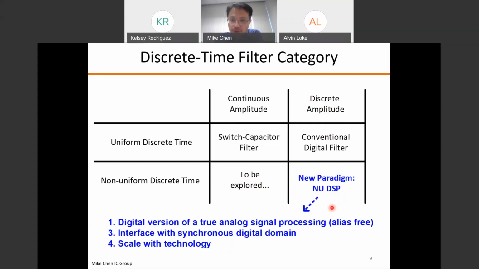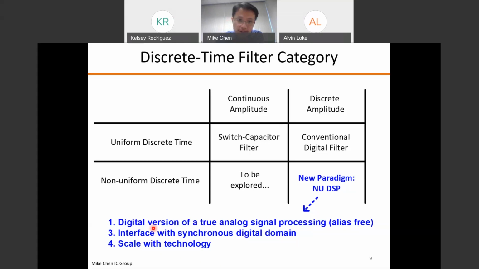Okay. What really excites us is that, because of the non-uniform sampling, as I mentioned earlier, if you use signal dependent sampling, you could actually have an alias-free property, right? So that means that it is actually a digital version of a true analog signal processing. So that's kind of interesting, right? At least for myself, before I thought about alias-free processing, I really had to design that in the analog domain. But now it has actually created new directions that maybe we can do something in that fourth quadrant.